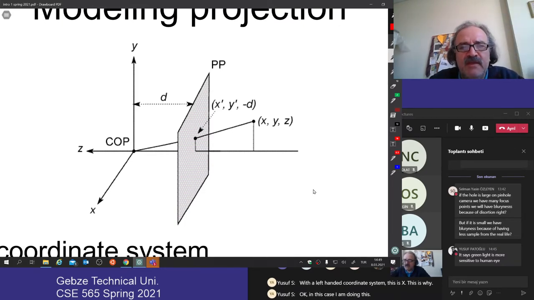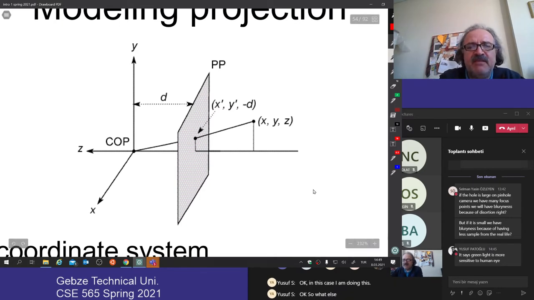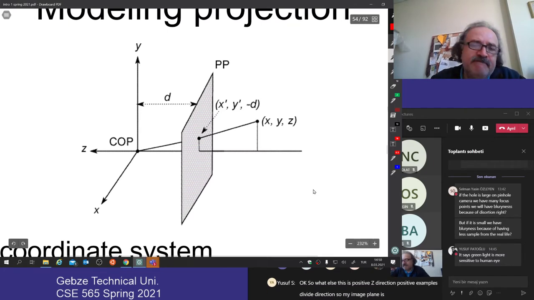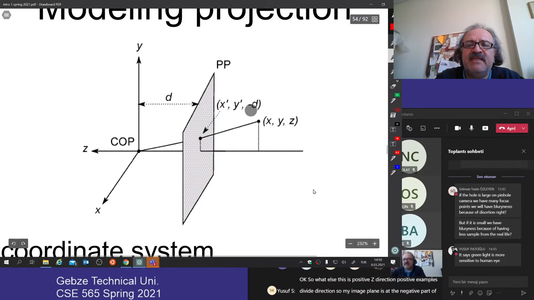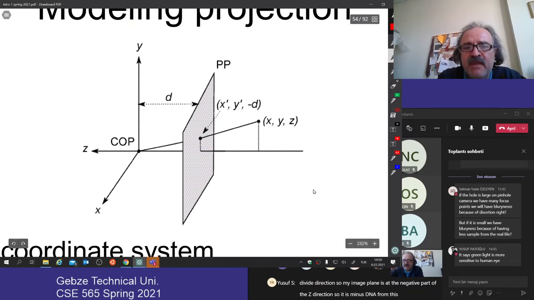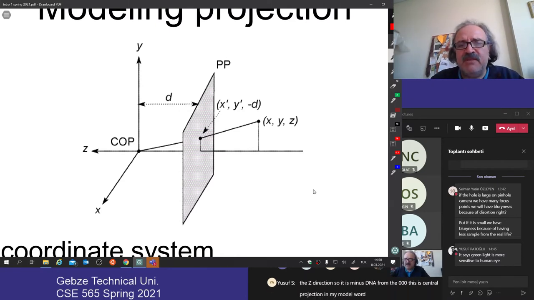Okay, so what else? This is positive Z direction, positive X and positive Y direction. So my image plane is at the negative part of the Z direction. So it is minus D away from the 0, 0, 0. This is the center of projection. In my model world, this is how the images are formed.